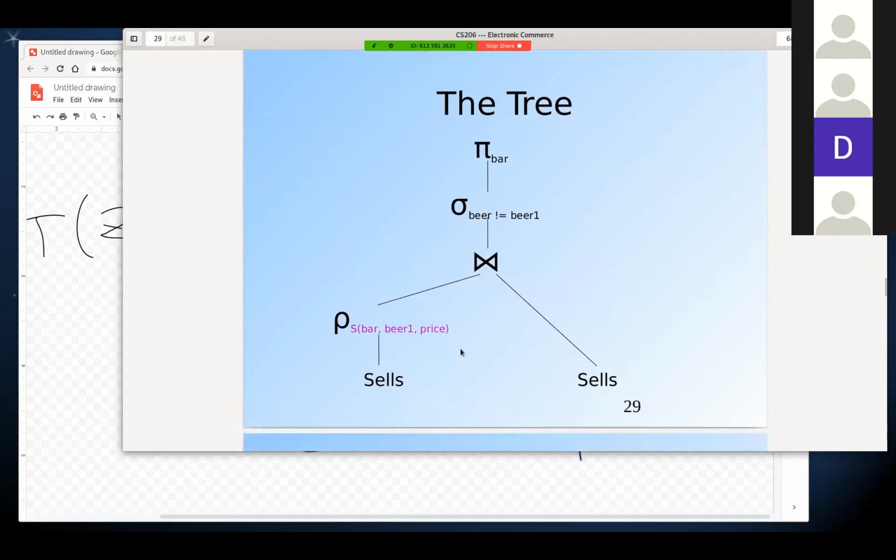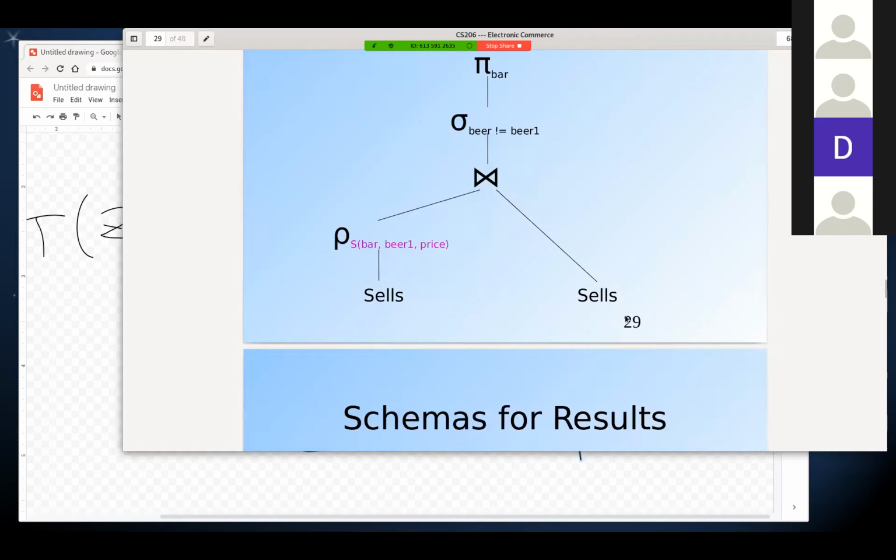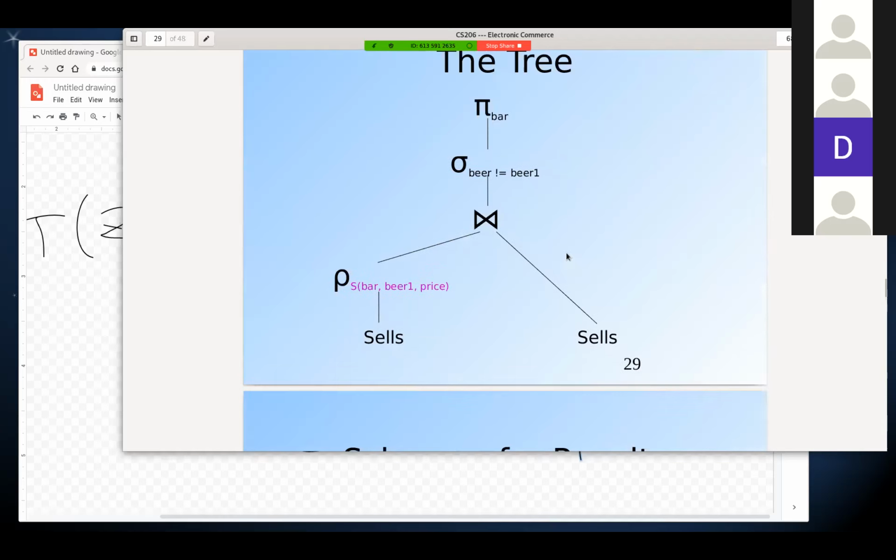This is a simple renaming here. We're going to rename Sells to S instead, with bar and then beer1. This was just beer, and so then we have beer not equal to beer1. You can probably verify how this works. We can think of this another way, slightly differently. Let me do this as a program, because I think that will clear things up.